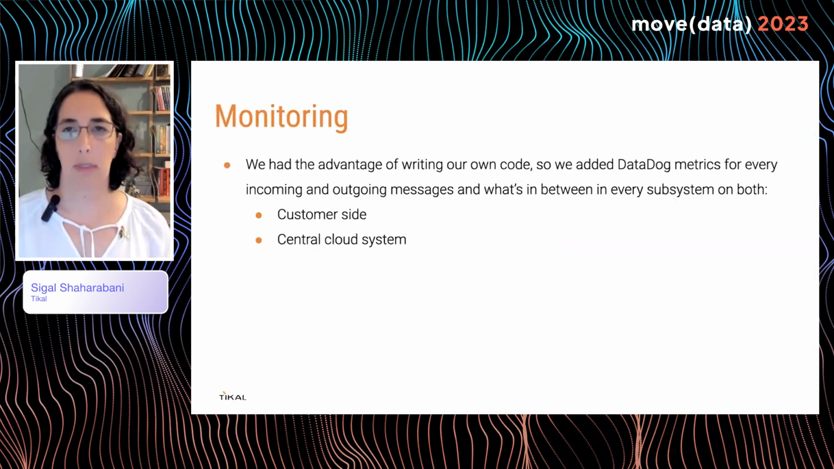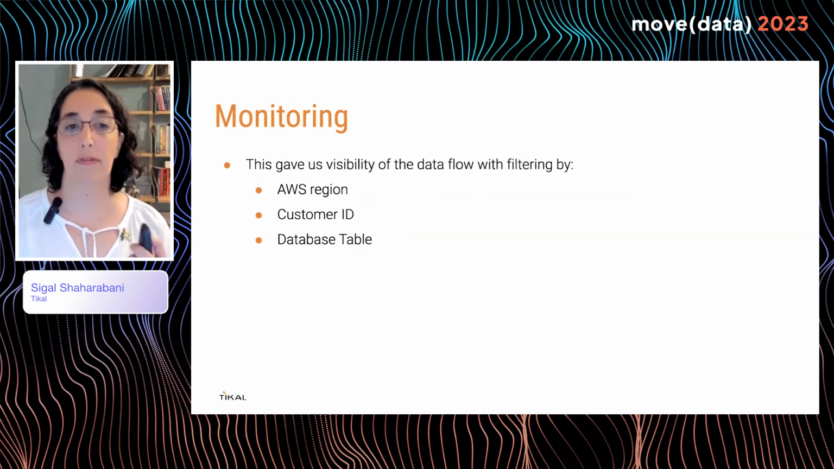So how would you do that? You would do that with monitoring. What we did is we added a lot of metrics in Datadog, and we presented all this data in a dashboard that we designed. And this allowed us to track every service on the customer side or in the central cloud system. So whenever we had a problem, we could filter it because we tagged all these metrics with the AWS region, the customer ID, and the database table. So we knew at every point what's breaking our system, and I encourage you to do that.